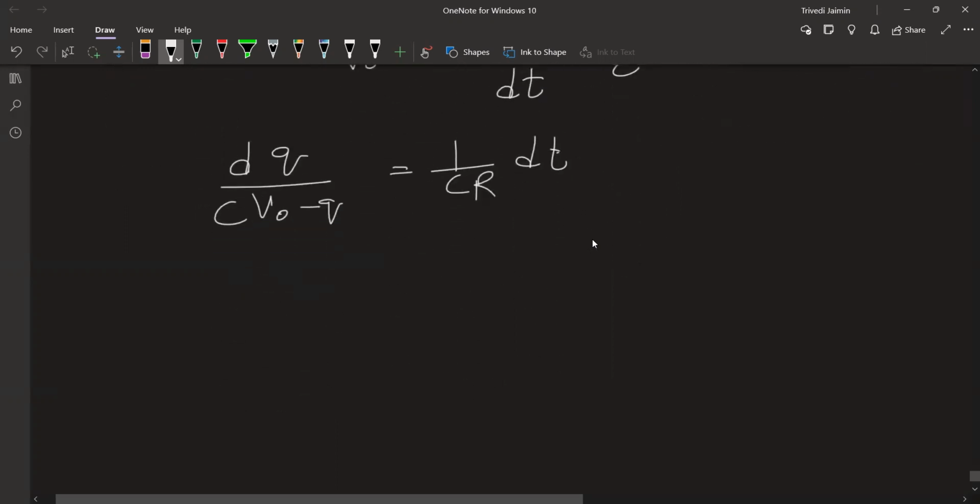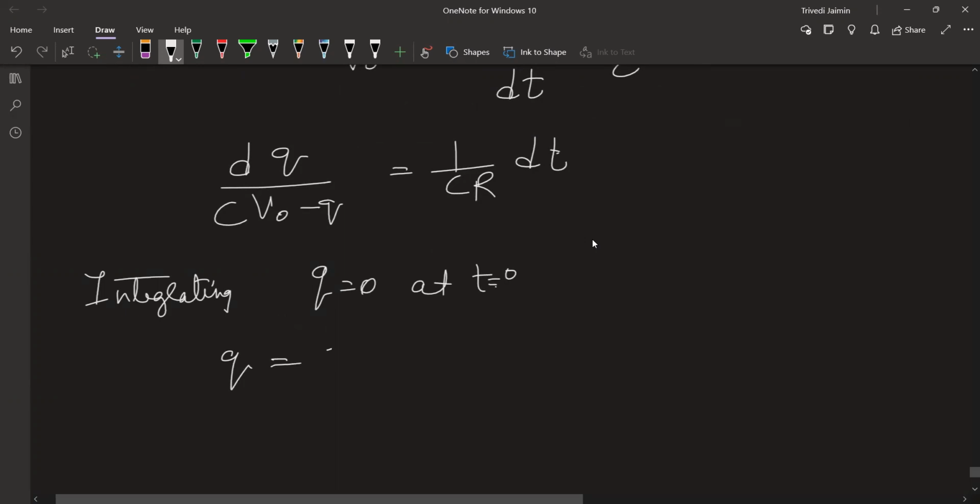Yeah, but this is not yet over because we need Q here. So integrating. Q equals 0 at t equals 0. So Q equals CV naught times (1 minus e to the power minus t by CR).